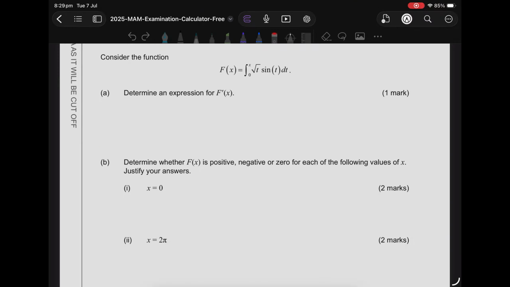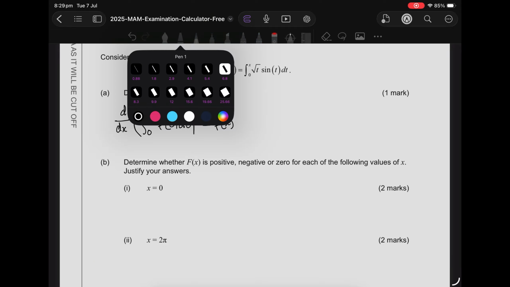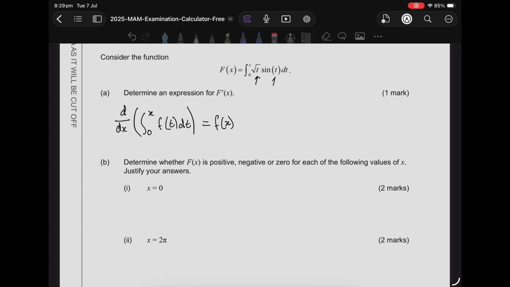Recall that the fundamental theorem says that the derivative of an integral from 0 to x of some other variable that is not x, dt, will just simply equal f of x. What does this mean? It means that everywhere you see a t, you replace it with an x, and that will be a new function. So the derivative of capital F of x is simply square root of x sine of x.